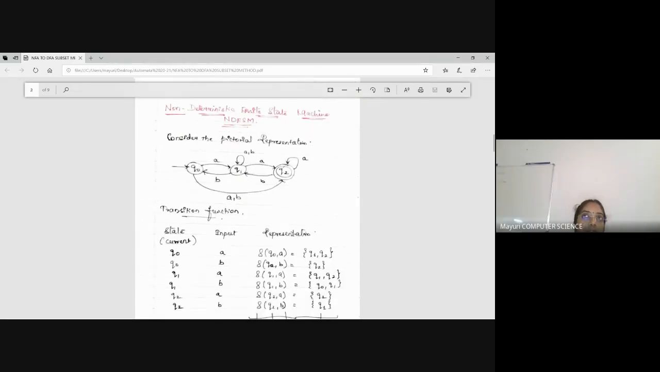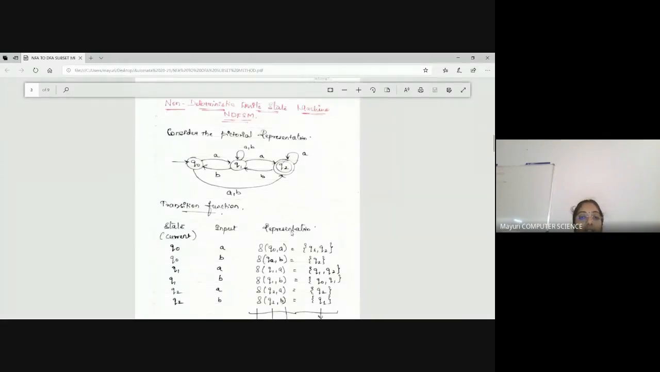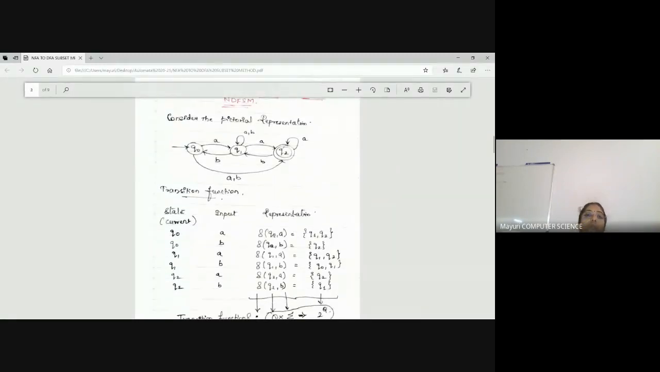Because it doesn't possess any deterministic behavior, I cannot determine the behavior of the system. Then how can I apply it in practical things? So where it fails is the transition function. As of now, because I'm traveling from one state to the other state, the last resultant state is only one state. But here you are getting the set of states.